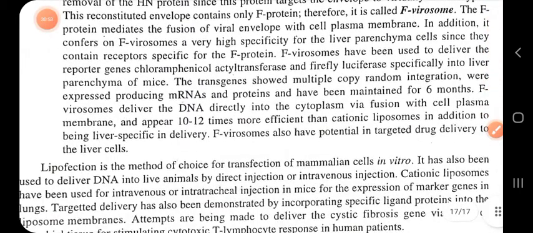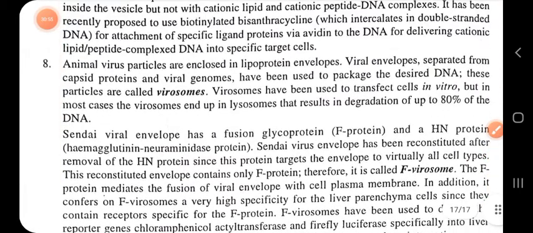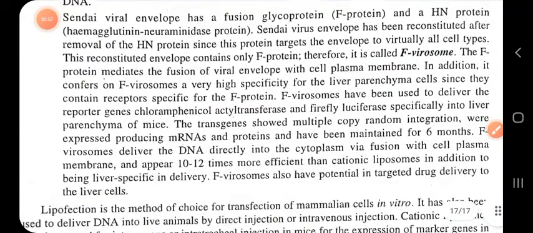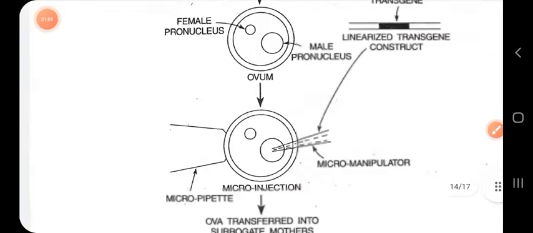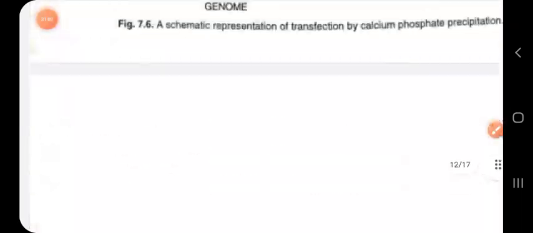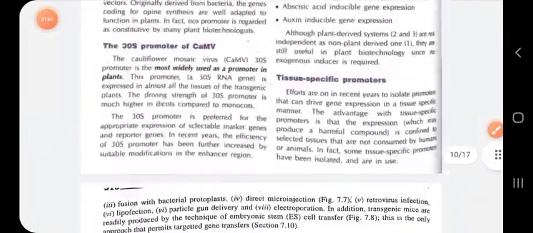All of this has been given. Don't go through all of these points. I have mentioned some of these points. Let's go for other techniques now.